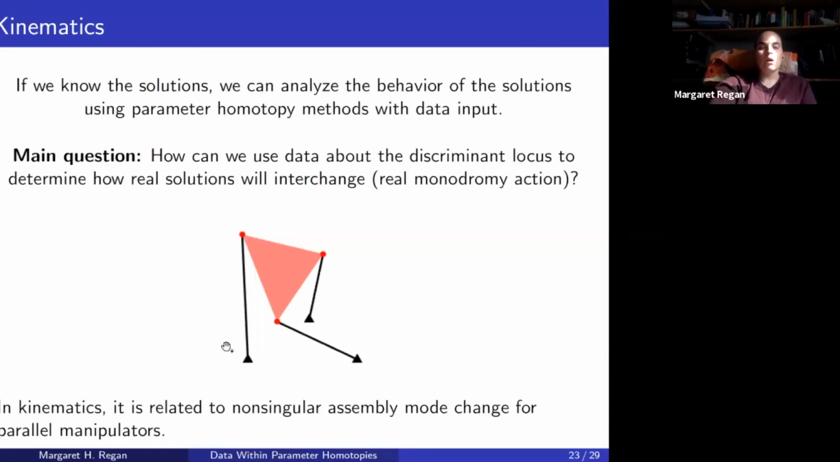But if you're given one set of leg lengths, there's a possibility that those same leg lengths can give different orientations of this red component here. And the real solutions, how they interchange, is: if we move this mechanism from its starting leg lengths, change it, and come back to that leg length, can we get a different orientation of this red triangle?